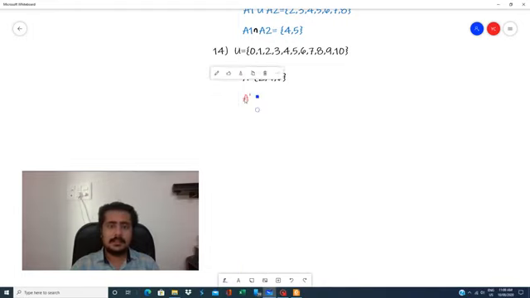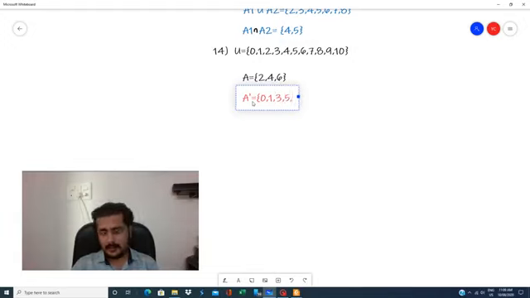As I told you, for A dash you need to write all the elements other than A. So other than A is 0, 1. Will you write 2? Obviously no, because 2 is in A. Will you write 3? Yes. 4? No. 5? Yes. 6? No. 7? Yes. 8? Yes. 9? Yes. 10. So this is my A dash. Very simple sum it was.